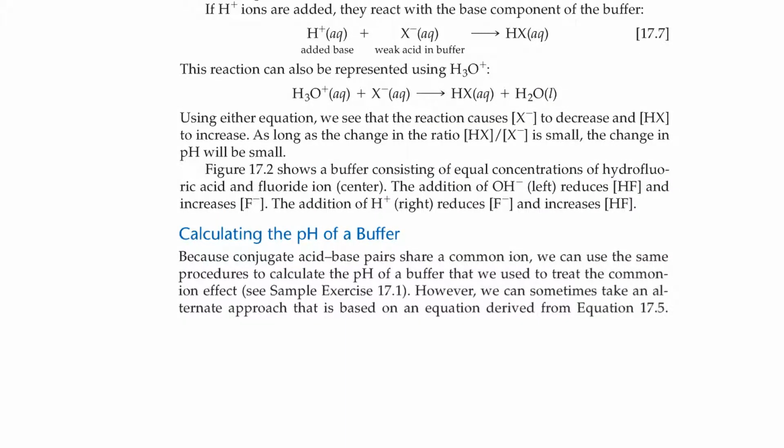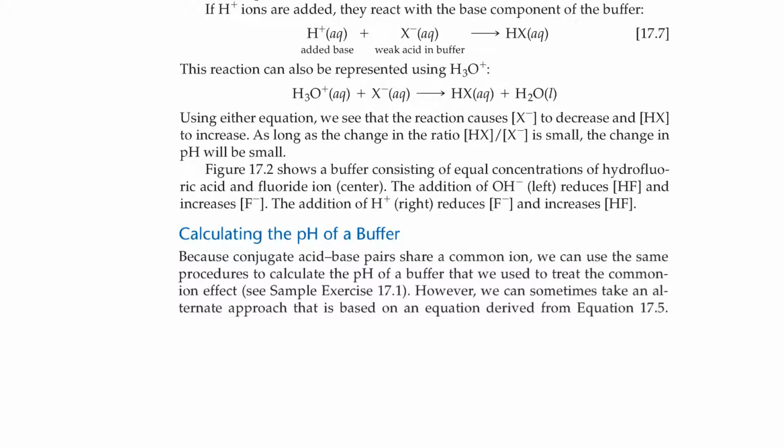If hydrogen ions are added, they react with the base component of the buffer. This reaction can also be represented by using hydronium. Using either equation, we see that the reaction causes the concentration of the conjugate base to decrease and the concentration of acid to increase. As long as the change in the ratio of the change in acid to the change in conjugate base is small, the change in pH will be small.